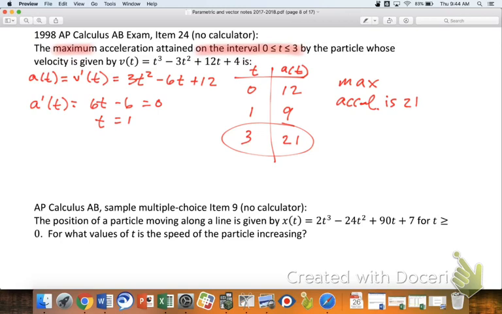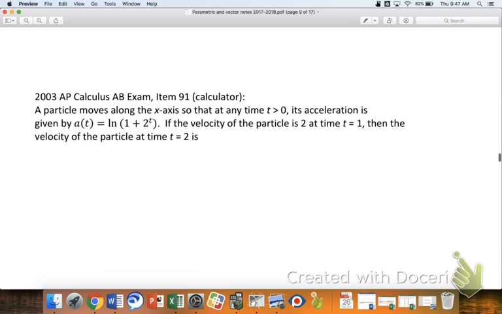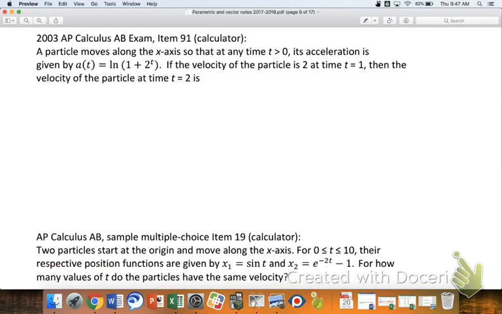Questions? All right, so we're going to skip a little bit. If you guys would skip ahead to this one right here, 2003, number 91. 2003, number 91.